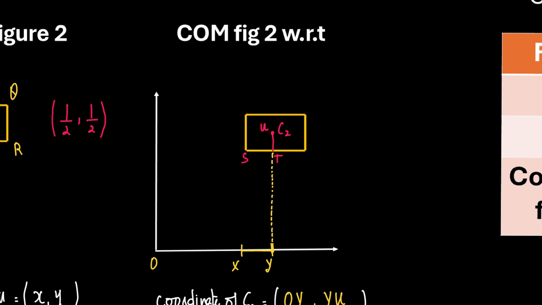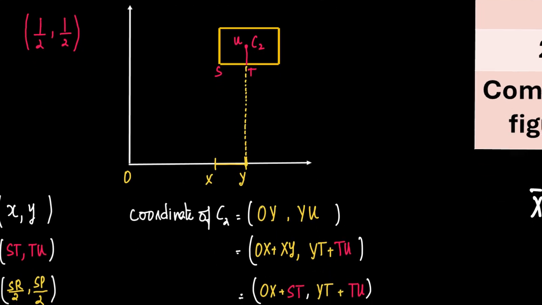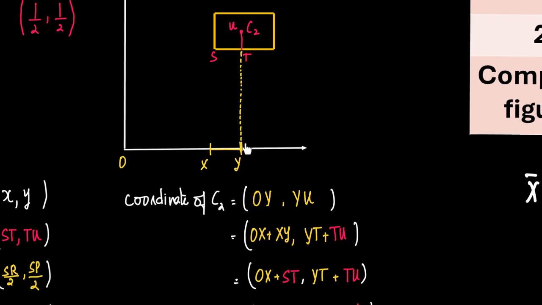Why? Because 1 by 2 comma 1 by 2 is not the coordinate of C2. So center of mass of figure 2 with respect to origin is C2, which is equal to the x coordinate OY and the y coordinate YU, right? One more time. How do you reach U from the origin? So you travel like this. You go from 0 to Y and then you go from Y to U. Now 0 to Y is comprised of two steps, OX plus XY. Y to U similarly has YT plus TU.